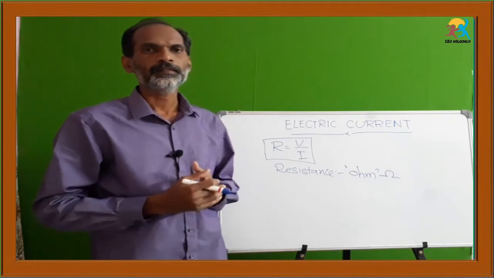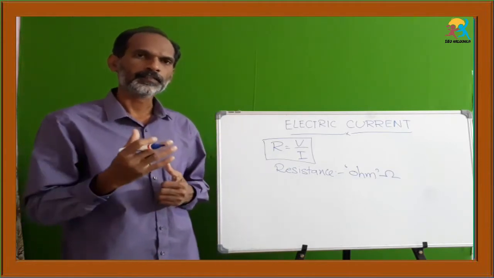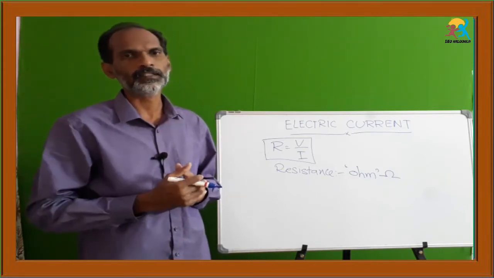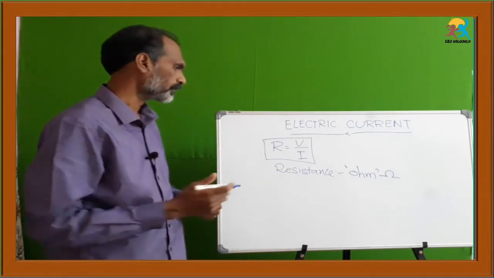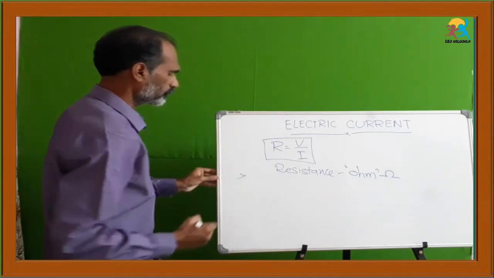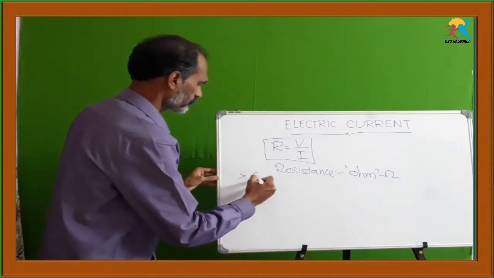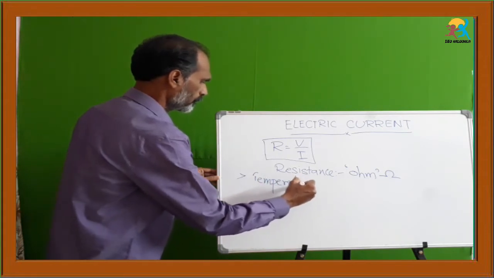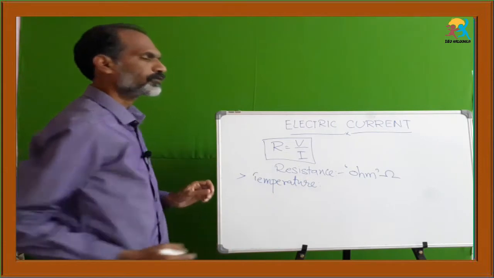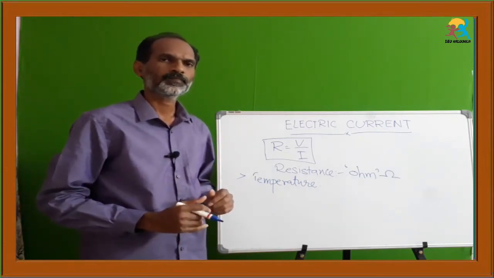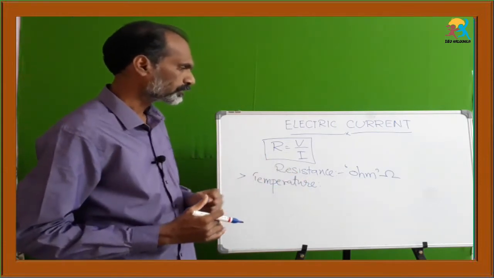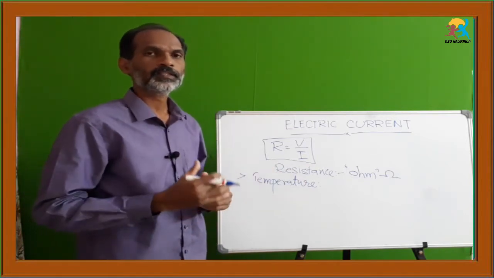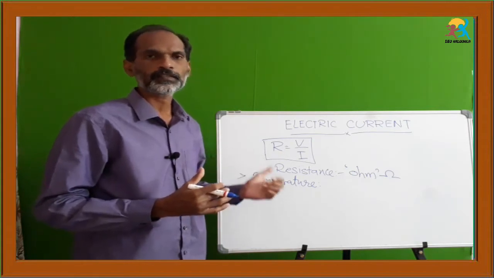And one more thing: there are some factors which can influence the resistance of a conductor. The first is temperature. Temperature can influence the resistance of a conductor. Now we will discuss how the temperature of a substance can influence the resistance.